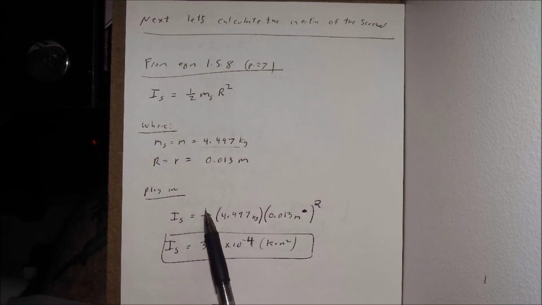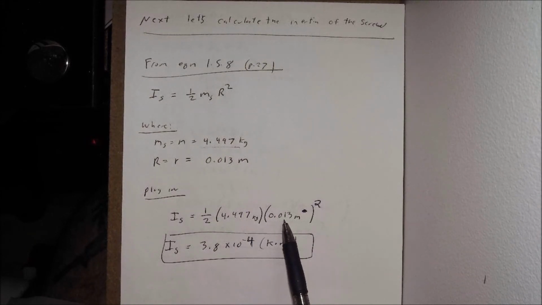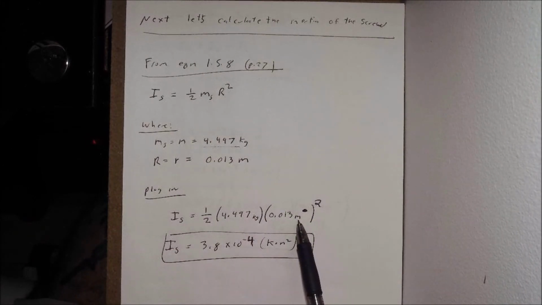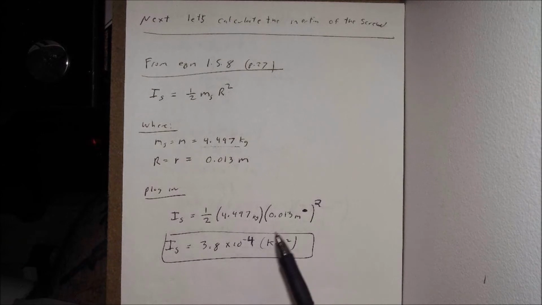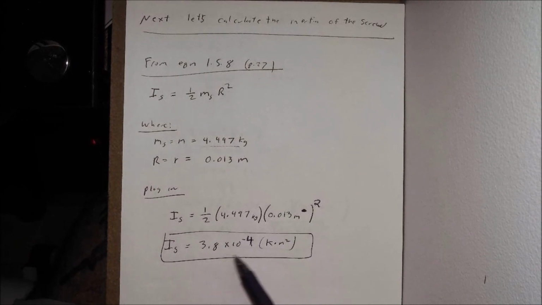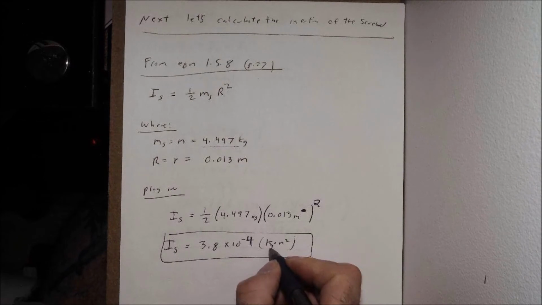So my I sub s is equal to 1/2 my m sub s value from the previous page of 4.497 in kilograms. My radius given to me is 0.013 meters. This value is going to be squared from this equation, so therefore my units are mass times length squared, in kilograms times meters squared. So now that's exactly what I expect for inertia. So I sub s is equal to, when I do all my math, 3.8 times 10 to the negative 4th in units of kilograms times meters squared.